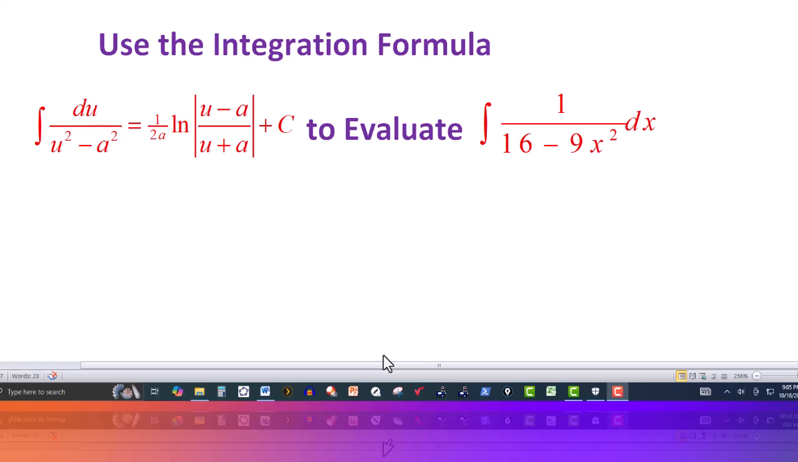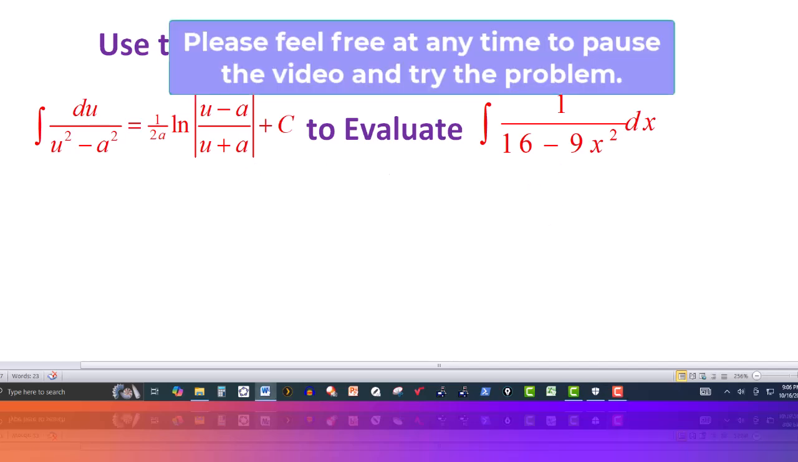In this video, we're going to use this formula here, the integral of du over u squared minus a squared equals 1 over 2a natural log of the absolute value of u minus a over u plus a. So we're going to use it to evaluate this integral here. We want to evaluate the integral of 1 over 16 minus 9x squared.